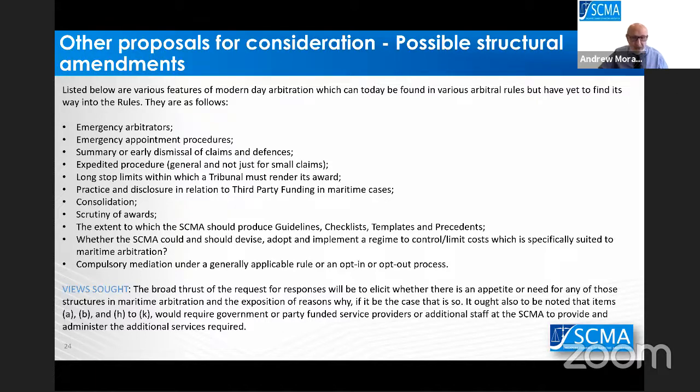I would just draw attention to the last part of the slide, views sought, and the point that's made there, that if there was a strong wish amongst consultees for some of these features to be brought in, and we've identified them there, perhaps inappropriately, we've used bullet points and letters in the note at the end, but you'll get the drift. We are going to have some pretty radical structural and funding changes to make some of these things work in maritime arbitration, with obviously consequential costs, effects for parties taking up SCMA arbitration. I won't say any more about that.